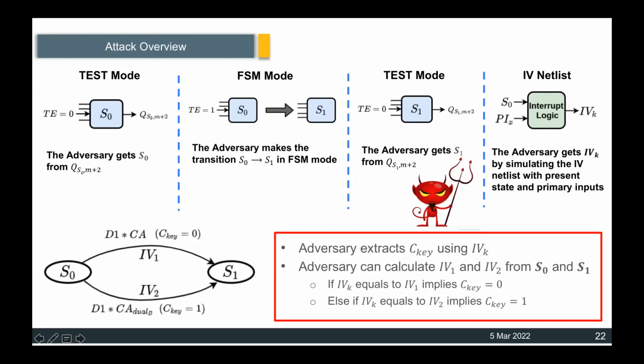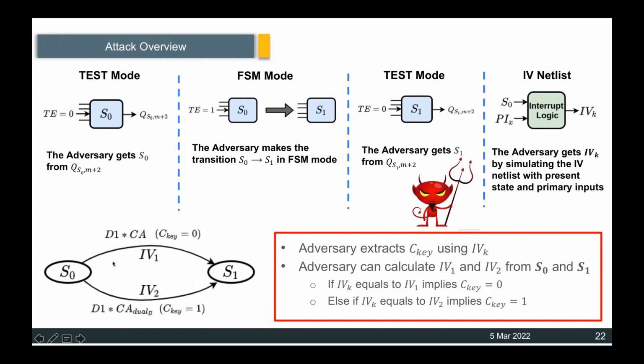So now what the adversary does is put the chip into the FSM mode and make a transition from S0 to S1, and then again put the chip back into the test mode and obtain QS1m+2, which leaks the value of S1. So you are essentially obtaining the individual states through which your design is making transitions. Okay. So now the question is, from S0 and S1, can the attacker obtain the value of CK, which is the key?